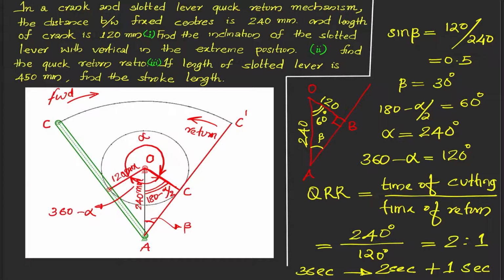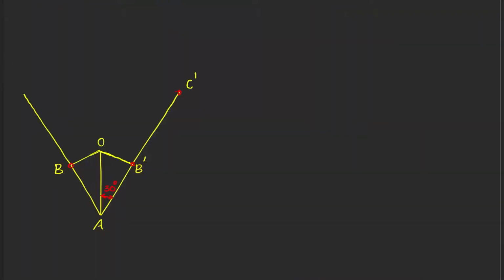And in the third part you have to evaluate the stroke length if the length of the slotted lever is 450 mm. So you will be seeing that. For that you can observe here the extreme positions are point C and C dash. So during this one, the distance traveled will be C to C dash. So C C dash will be giving you the stroke length. So we have to find the stroke length. So here you can see the AC is one position of the slotted lever at one extreme, and AC dash is the other extreme. So this total distance will be giving you the stroke length.